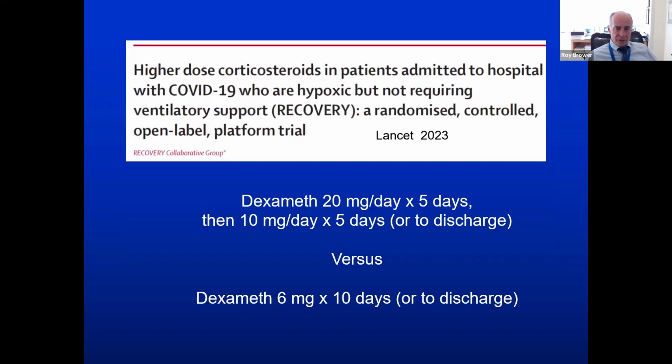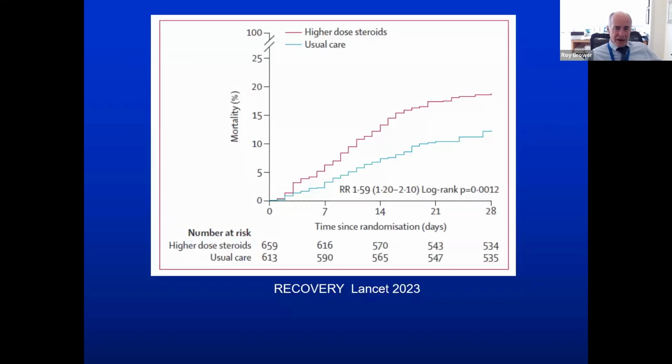Another study, published in 2023, just last year, used a higher dose of steroids in patients with COVID-19 who are hypoxic but not requiring ventilator support. They used dexamethasone, a higher dose, 20 milligrams per day for 5 days, then tapering, versus dexamethasone 6 milligrams per day for just 10 days or to discharge. The patients who received the higher dose of steroids did poorly relative to those who received the low dose of steroids. So many studies, I'm only showing you a few of them, attempted to show benefit of steroids, and only the study that used this low dose of steroids shows benefit.